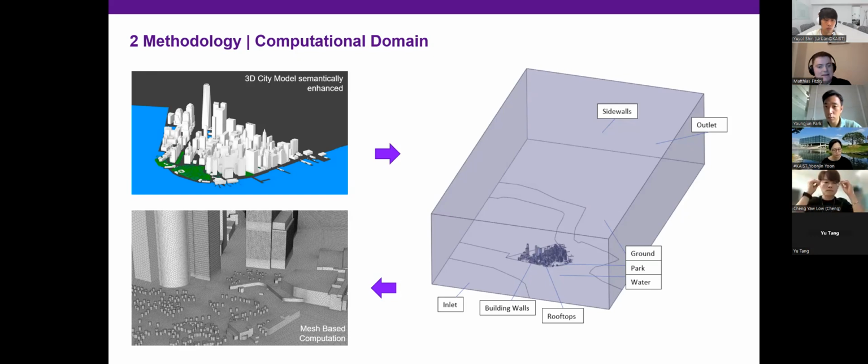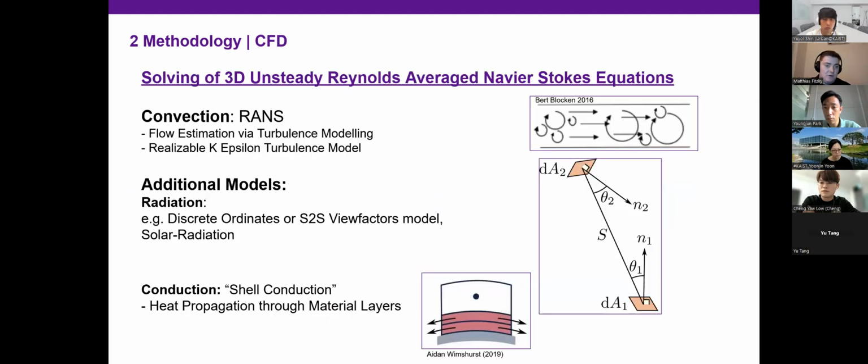And that domain which you see on the right gets then split up into smaller elements, which you can see on the lower left. For all of these elements, you are then calculating with a certain set of formulas the climate variables which you're interested in. We are interested in PET variables, that's wind speeds, mean radiant temperature, air temperature, all of that stuff. And we do that with so-called Reynolds averaged Navier-Stokes equations. In this case, we run transient simulations.